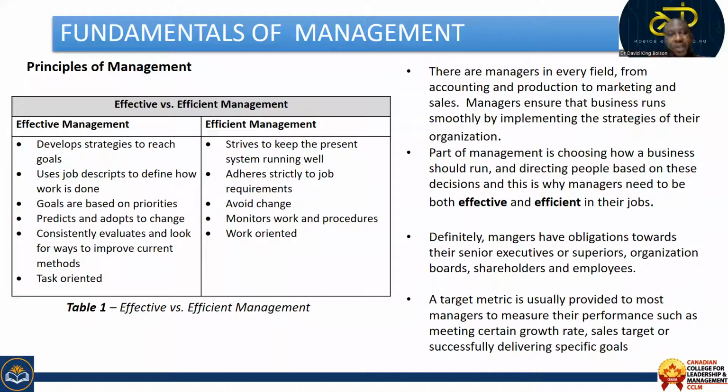Let me go through again. With effectiveness, you develop strategies to reach goals. You use job descriptions to define how work is done. Goals are based on priorities, it predicts and adapts to change, consistently evaluates and looks for ways to improve current methods, and is task oriented. For efficiency, it strives to keep the present system running well, adheres strictly to job requirements, avoids change, and monitors work and procedures. And then overall, it is work oriented. So that's the distinction between the two.